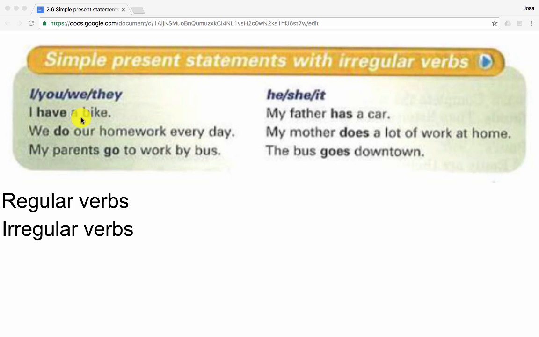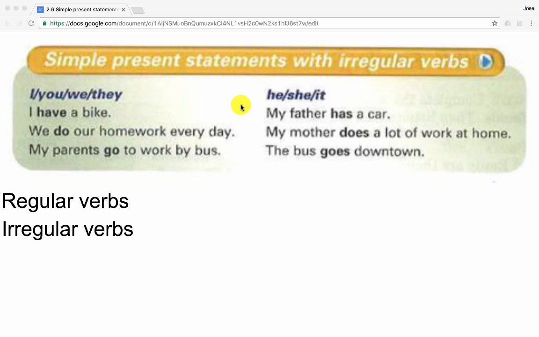Let's take a look at the examples on the left-hand side of the chart. I have a bike. We do our homework every day. My parents go to work by bus. What we're trying to illustrate in this case is that when forming simple present statements, and whenever we use the pronouns I, you, we, and they, the verbs will not change at all.